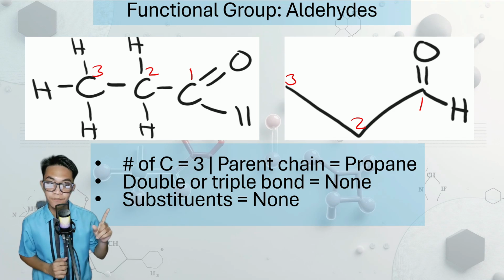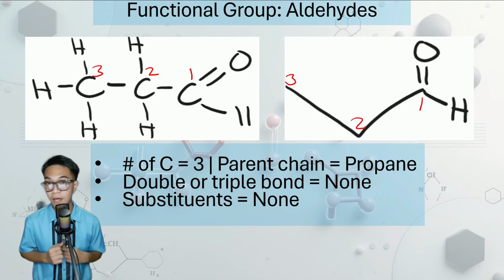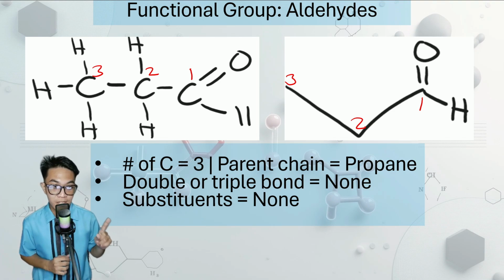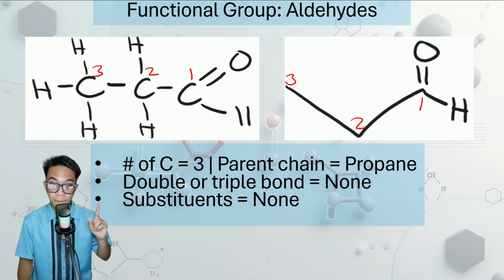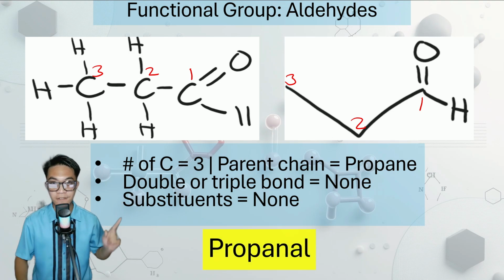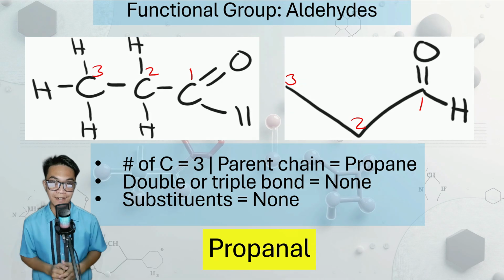The second checklist item: do we have a double or triple bond? No. Do we have any substituents? No. So therefore, we already have the name of our first aldehyde. Since the parent chain is propane, we simply have to change its suffix to -al. So this specific aldehyde is propanal.